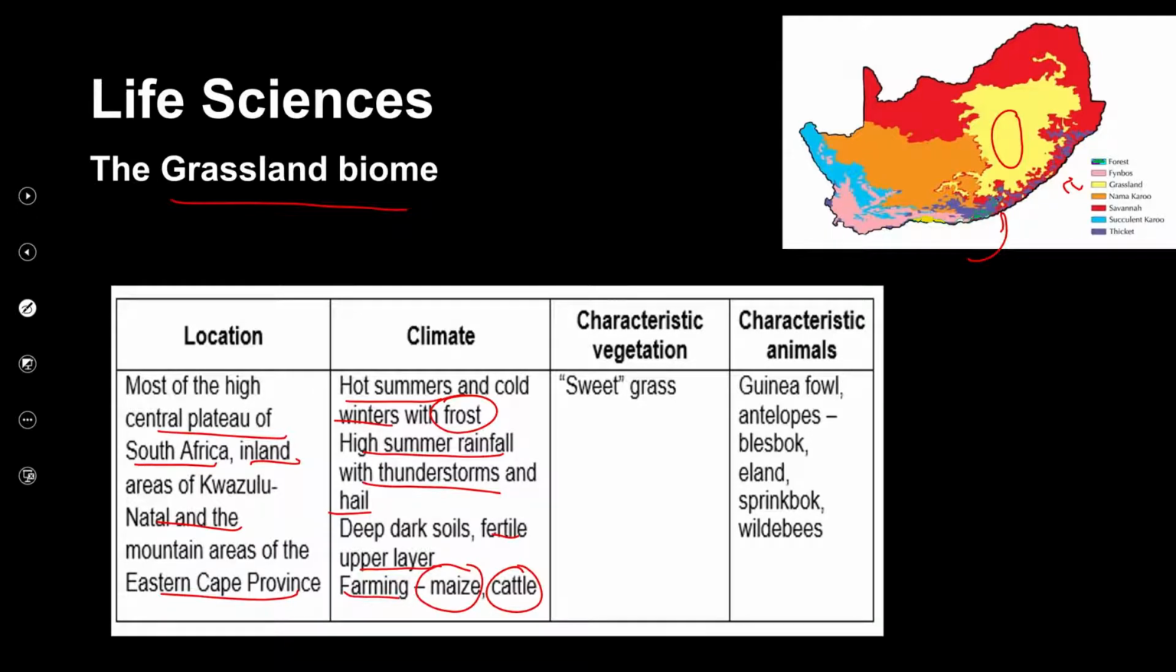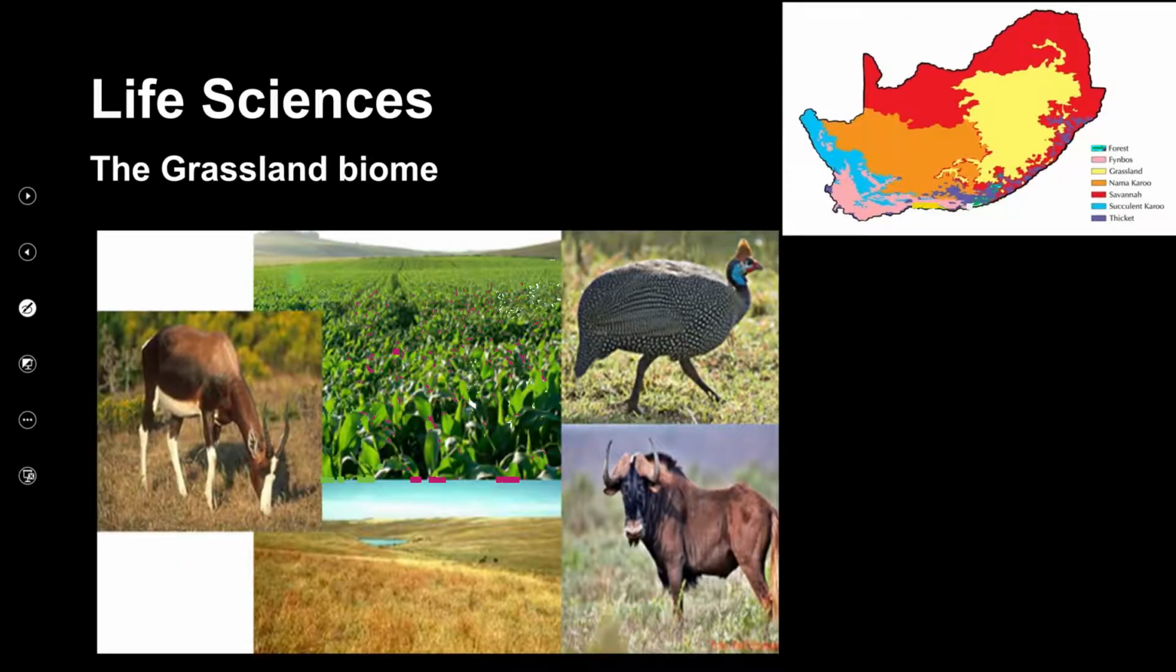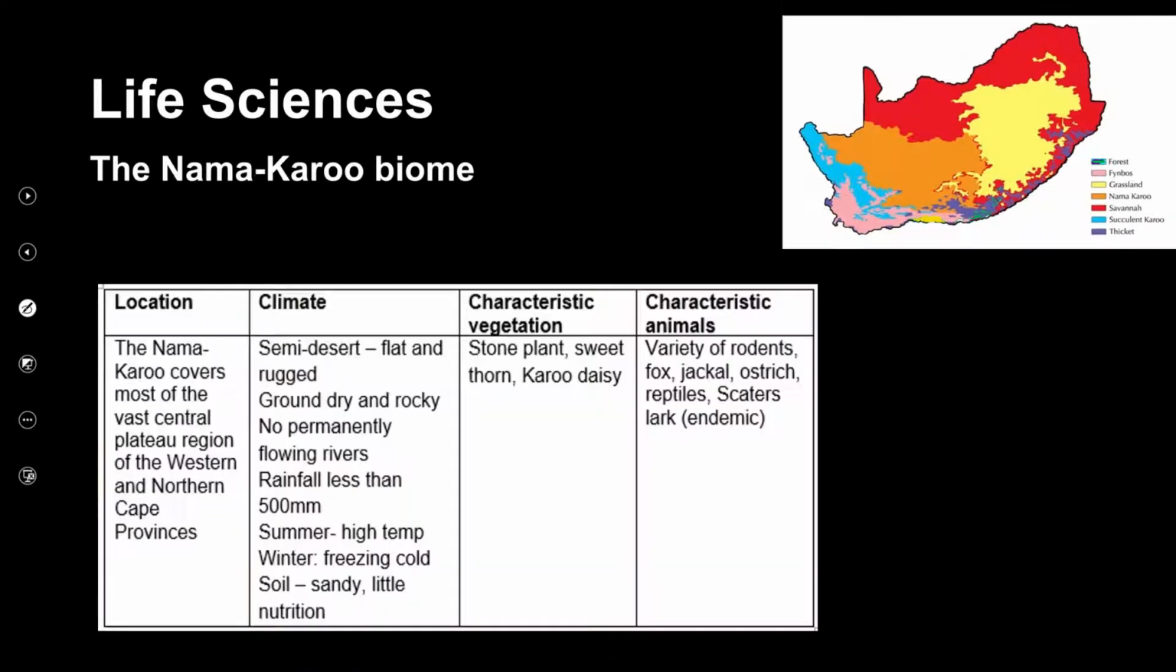It's also known as the soet gras, which is actually the sweet grass, and that is the vegetation typically enjoyed by your antelopes, your blesbok, your eland, your springbok, as well as your wildebeest. In some of these images you can see the wildebeest, the plantations of maize that are grown extensively because of the rich soil, and the grass that the elands feed on, which is also the sweet grass typically found in areas that attract these animals.